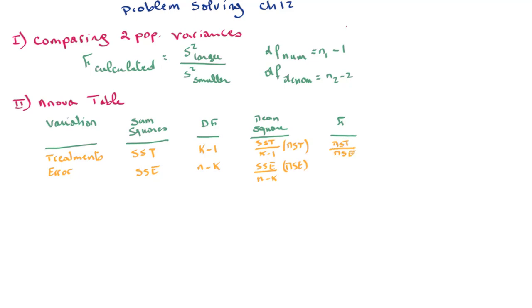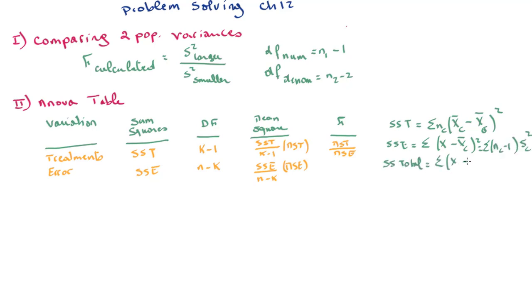In the following series of videos, we're going to do problem solving for chapter 12. First, we're going to start by comparing two population variances via the 5 steps hypothesis testing. Second, we're going to learn how to fill in an ANOVA table. Third, we're going to compare several population means. And finally, we're going to talk about inferences about pairs of treatment in the case of means.